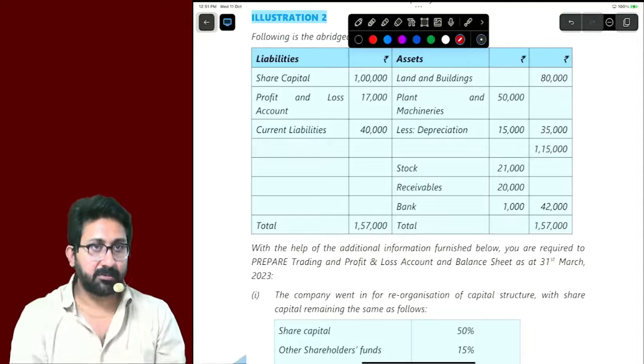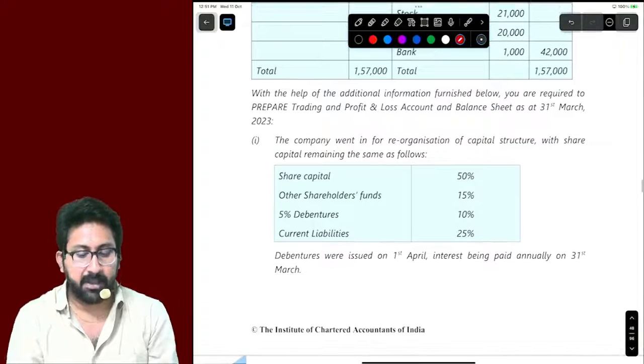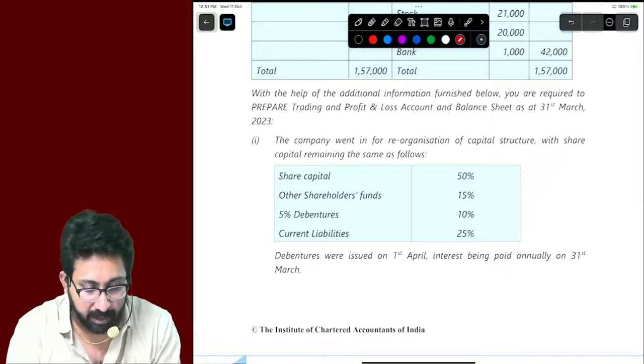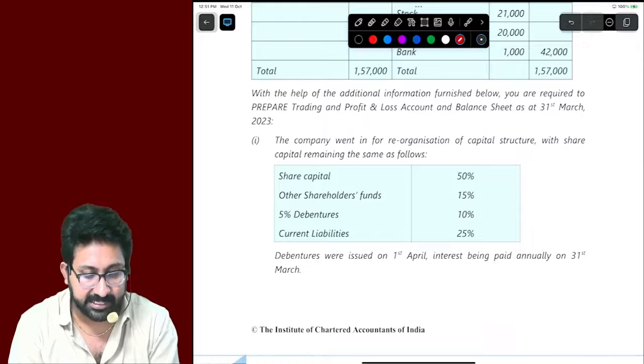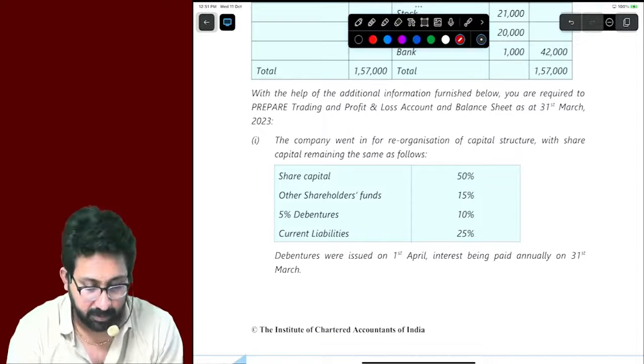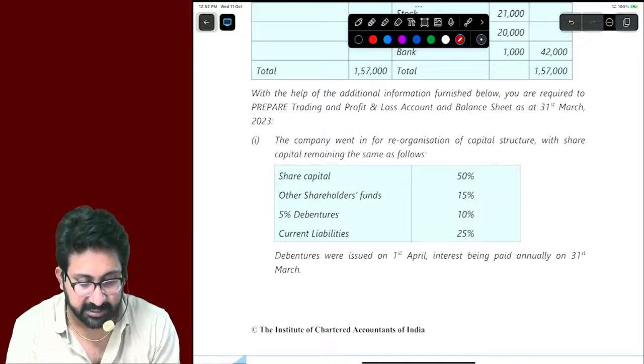Okay? Read the question. First, I will ask you one question, answer. The company went for reorganization of capital structure, correct? With the share capital remaining the same as follows. Share capital how much? 50%. Other shareholders' funds will be 5% debentures.